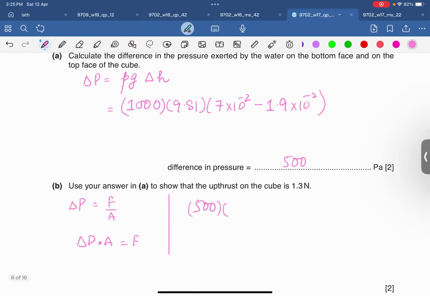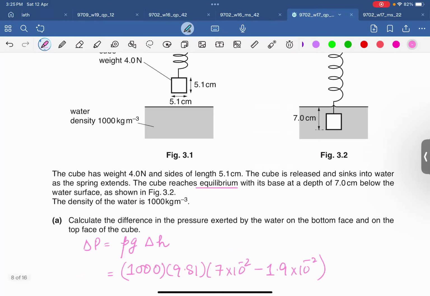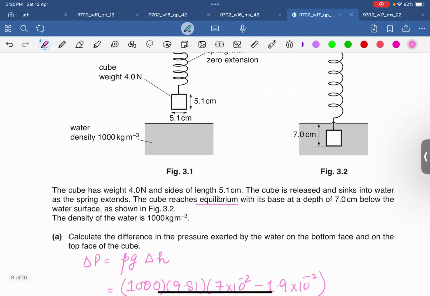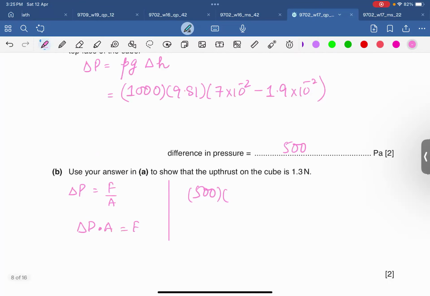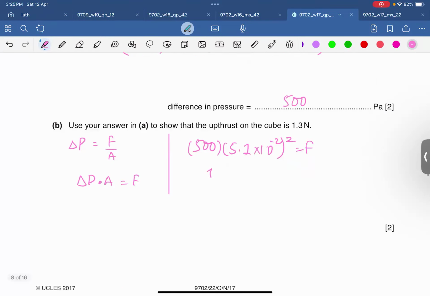The area is supposed to be 5.1 times 5.1. So 5.1 times 10 to the power negative 2, you can square it, and you'll get the area, then the upthrust. Is that clear, guys? So I'm getting the upthrust as 1.3 newton, and this is what we have to show. Okay, so that's it.